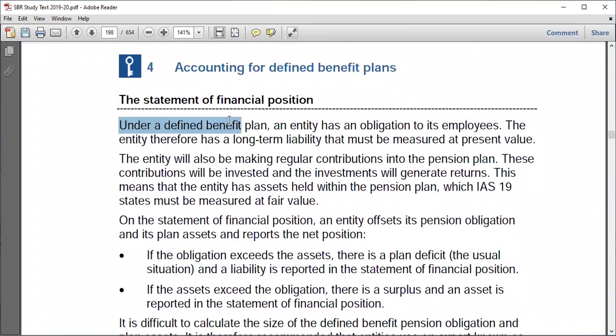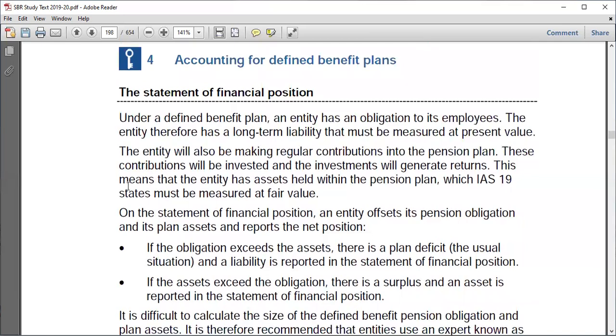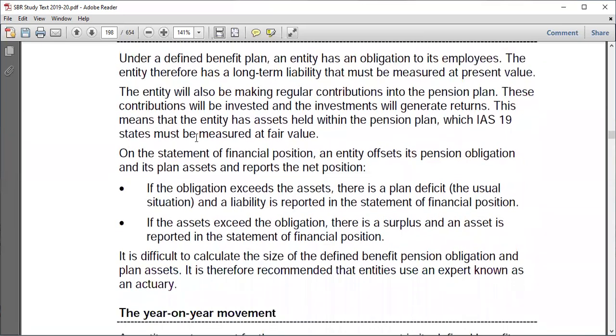Now, under the defined benefit plan, an entity has an obligation. We spoke about this already, and therefore it has a long-term liability. So simply speaking, we will have the plan asset, but also the plan liability, right? And by proceeding, we say that on the statement of financial position, you would have the pension obligation, which you can call plan liability, and the plan assets, and report the net position. So first of all, in the statement of financial position, we do not report plan assets and plan liability separately. No, we combine them.